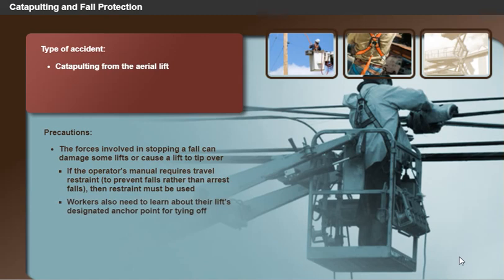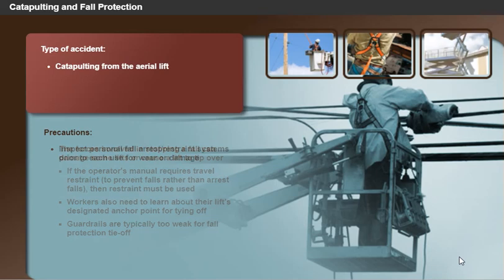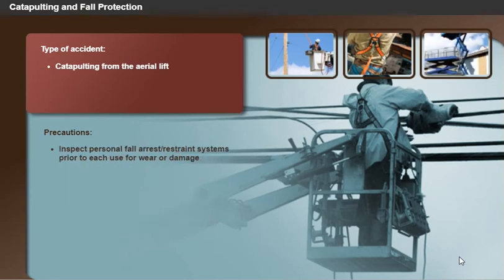Workers also need to learn about their lift's designated anchor point for tying off. Guardrails are typically too weak for fall protection tie-off. When using a personal fall arrest or restraint system, inspect it prior to each use for wear, damage, and other deterioration. Remove defective components from service.